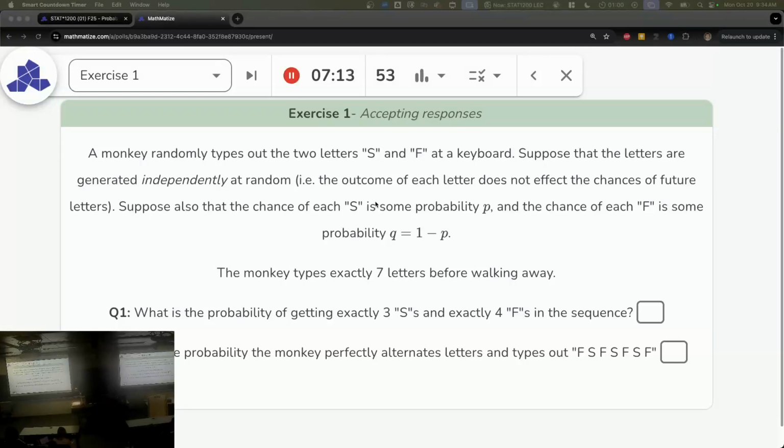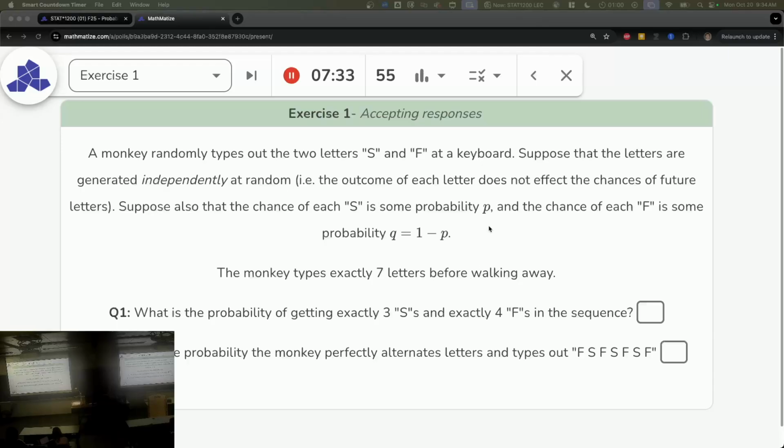Last class, we were looking at urns, pulling a red ball and a white ball out of an urn. In today's class, we're starting with a monkey. And the monkey is typing two letters, S and F. So imagine a big, did I say typewriter or keyboard? Keyboard that only has the letters S and F. And the monkey is going up to it and pressing different buttons.